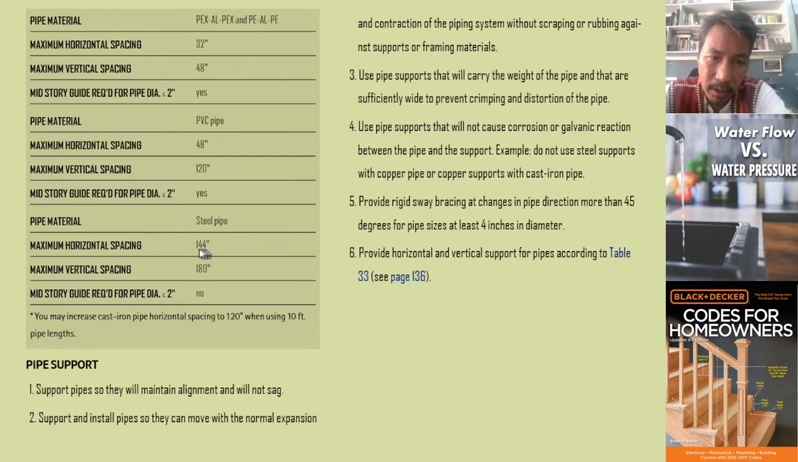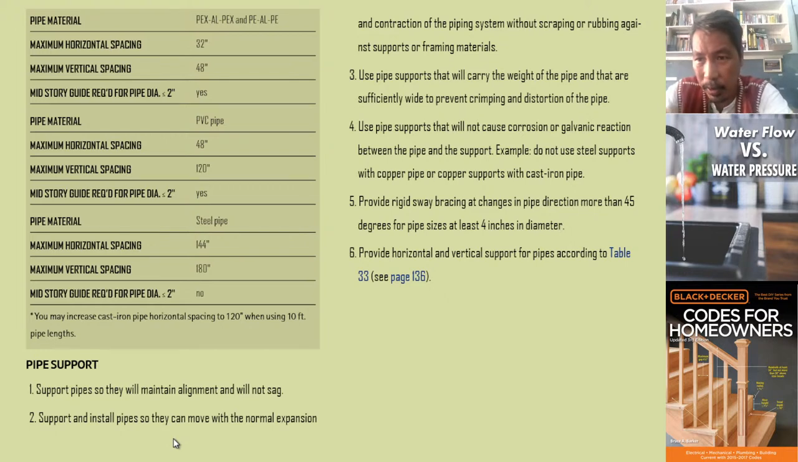Take note, 144 inches. This is equivalent to 12 feet. Okay, 12 feet horizontal spacing, and then 180 feet vertical spacing because it is very strong steel pipe. No need for support. Okay, so pipe support the pipe so that they maintain alignment and will not sag.